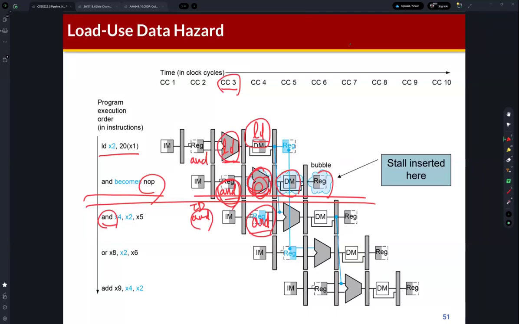Or you can understand that the pipeline is stalled and a nop is inserted, and then when the end instruction is in the EX stage, the fetched result can be forwarded to the EX stage. Okay, so this is the load use data hazard.